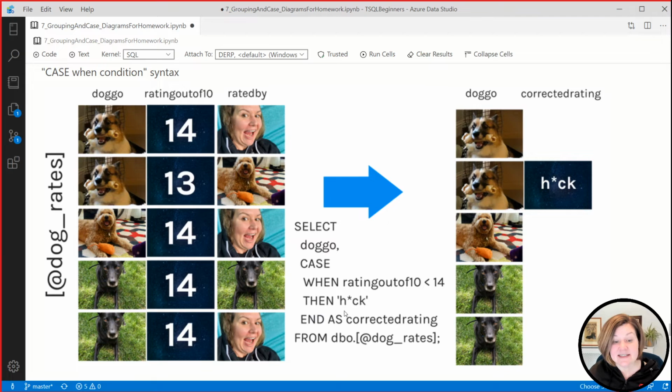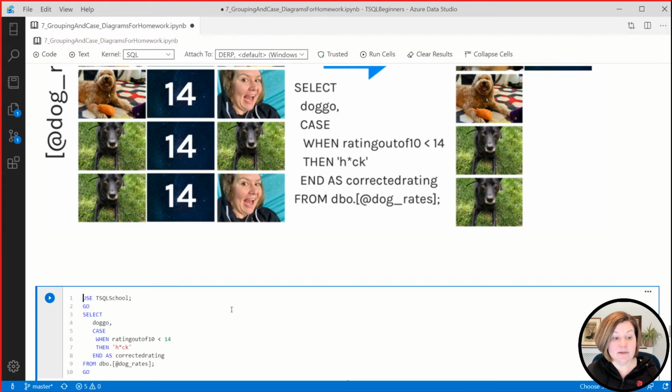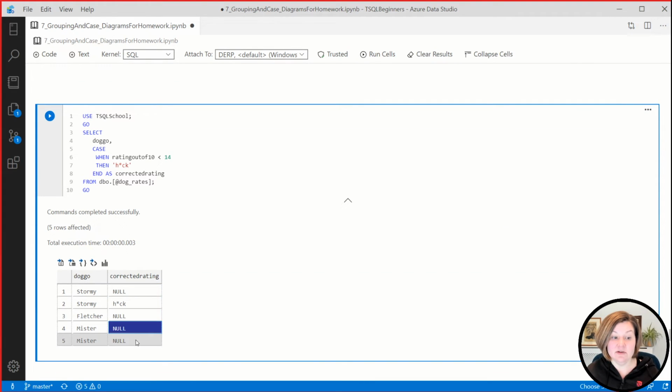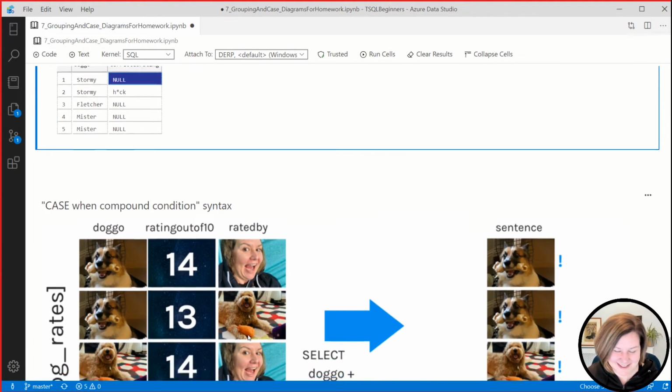And notice that I didn't put an else here. There's no else here at all. Else is optional. Else is often desirable, but else is optional. So what happens here, because when the rating is less than 14, we get a heck. So we have one row with a heck. Everything else gets a null because we haven't given it a case for anything else, right? These are all going to be nulls for the corrected rating. And if we run the query here, sure enough, we get those nulls back. Well, it just says null, but it's not the string null. It is a special thing called emptiness. It is the eternal abyss that comes back.